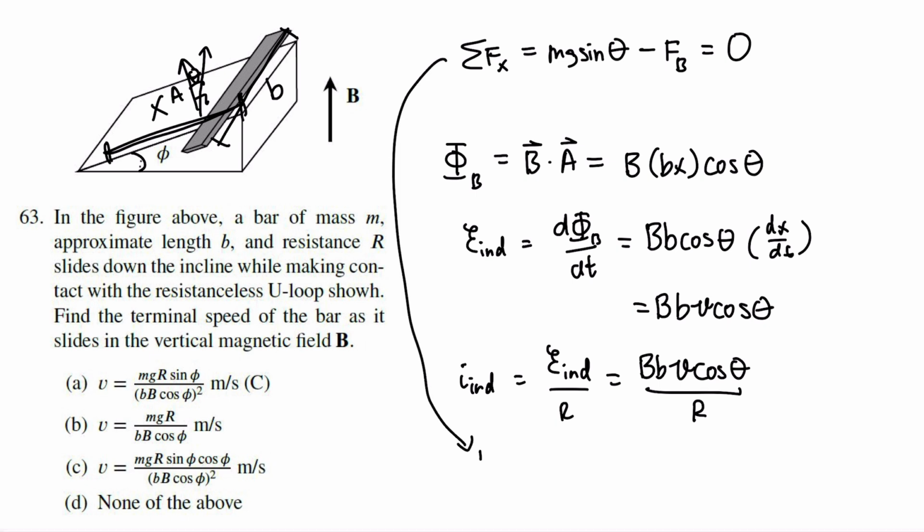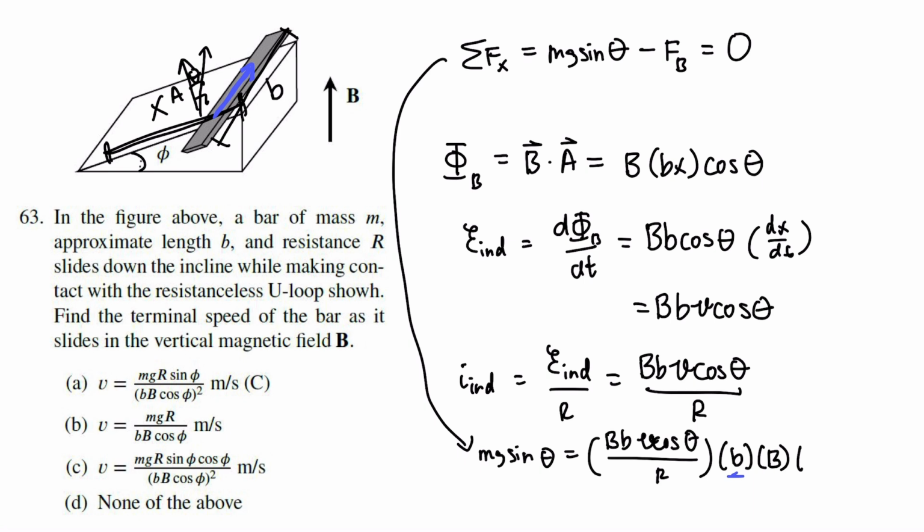So we get mg sine theta is equal to the magnetic force on, again, a current carrying wire. So we get I, which is b v cosine theta divided by R, times I L cross B. The length of the bar, or the wire in this case, is b. The magnetic field is B, and then we need to take the perpendicular component. The length vector, or this b vector over here, is in the direction of the current, which means we have to consider the component of the magnetic field that's normal to that.